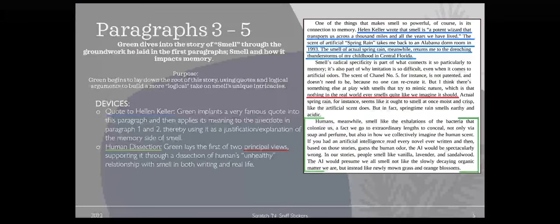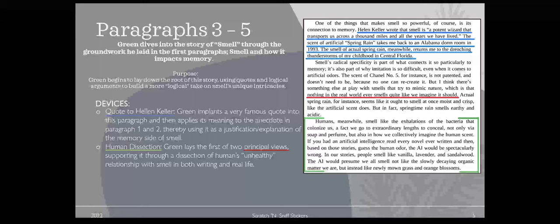Alright, and in paragraphs 3 to 5, John Green dives into the story of smell through the groundwork he laid in the first paragraphs, smell and how it impacts memory. The purpose of these paragraphs is to lay down the root of his story, using quotes and logical arguments to build a more logical take on smell's unique intricacies. Okay, the main devices that he gives here are a quote to Helen Keller and human dissection. So let's start off with the first part.